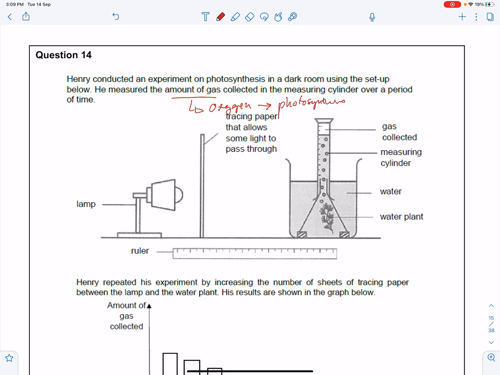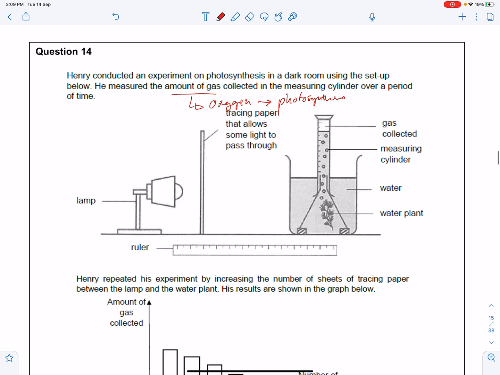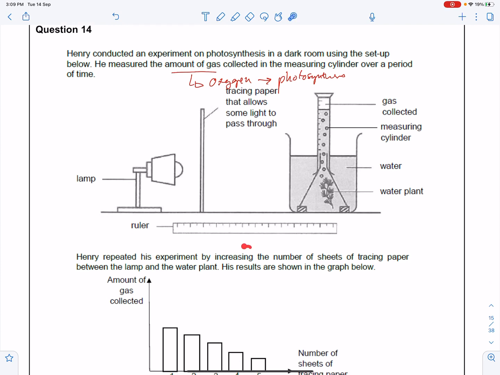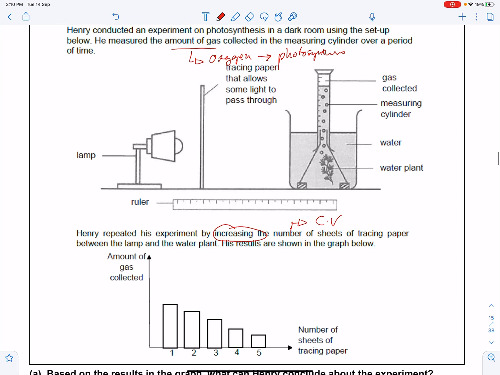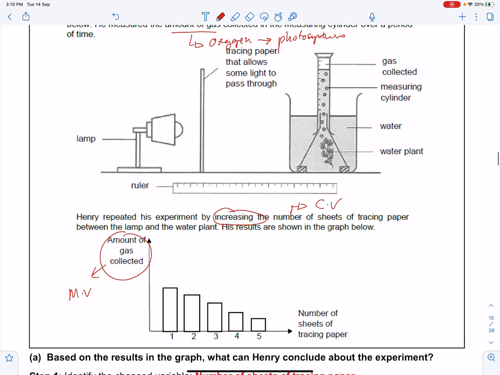So when there is a higher rate of oxygen production, you will know that there is a higher rate of photosynthesis. Okay, so he repeated his experiment by increasing the number of tracing papers. So you know that because he increased, there is a change here. So this is your change variable. And what did he measure? He measured the amount of gas collected. So with that, they asked you, what can he conclude about the experiment? So if you take a look at it, as you increase the number of tracing paper, the amount of gas is actually decreasing. So you can actually write a short note.